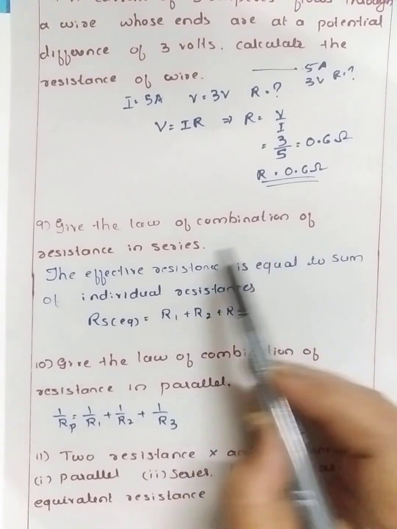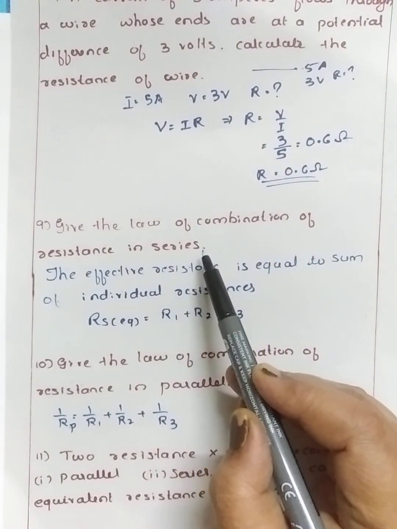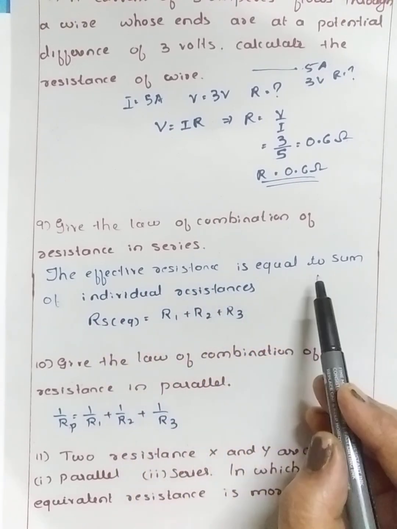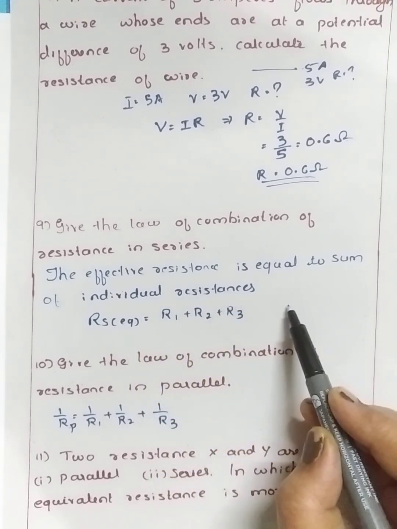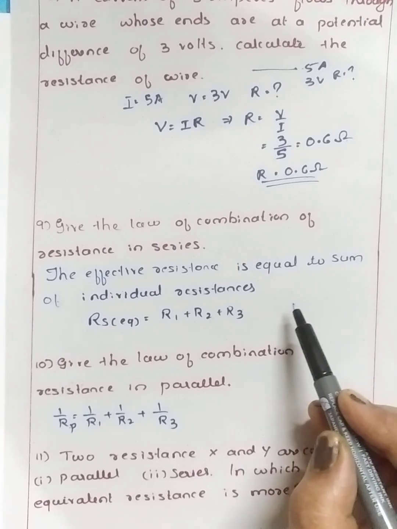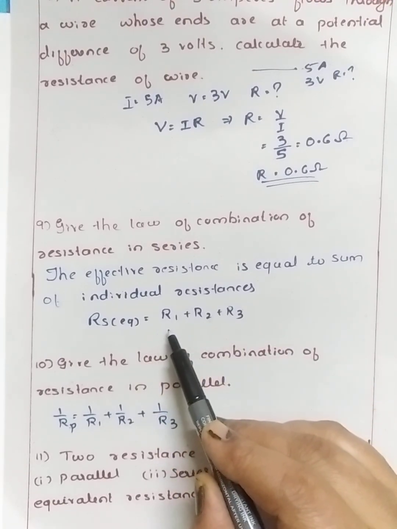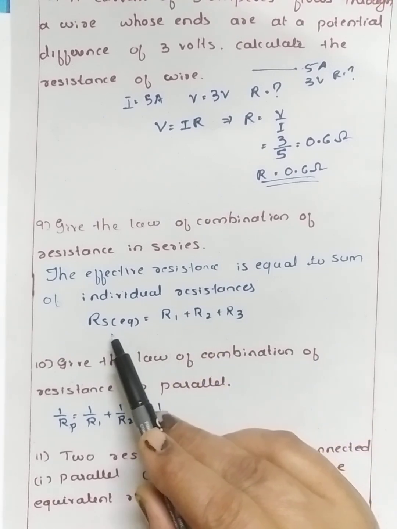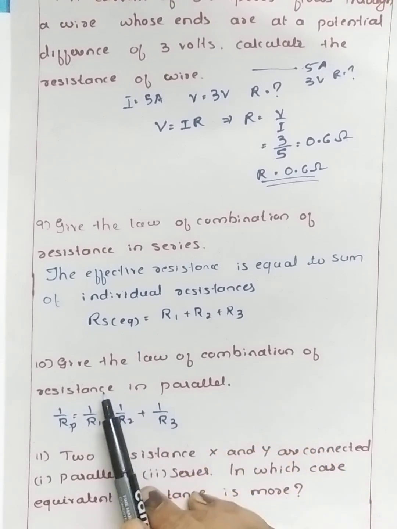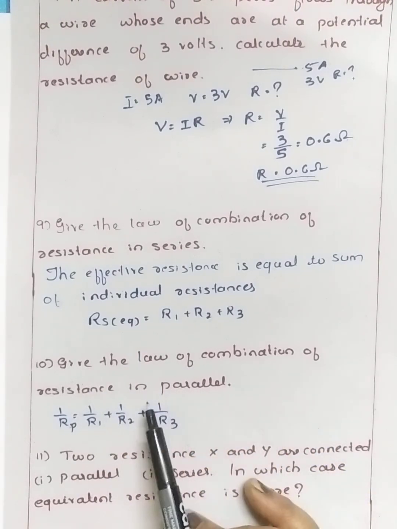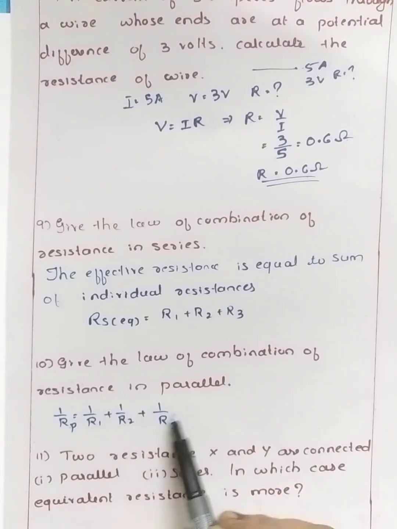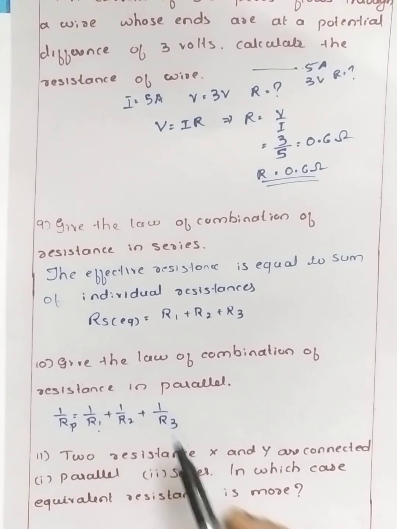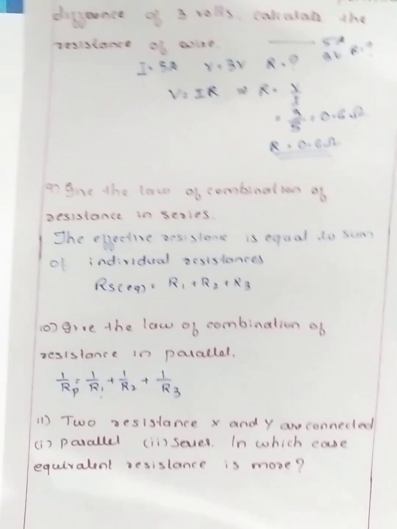Give the law of combination of resistance in series. You have to just say the combination of resistance in series. The effective resistance is equal to the sum of individual resistances. When the resistors are connected in series, how is the equivalent resistance? We have to add the resistors, the 3 resistances R1 plus R2 plus R3, that is equal to Rs, the equivalent. Next question is, give the law of combination of resistance in parallel. So for the equivalent resistance, 1 by Rp equal to 1 by R1 plus 1 by R2 plus 1 by R3. Next is also a numerical.